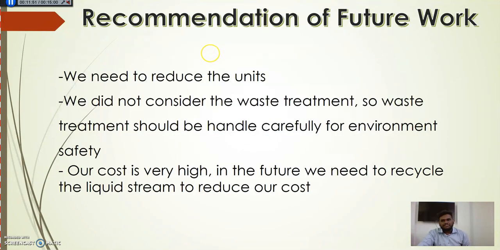Recommendation of future work. We need to reduce the units. We did not consider the waste treatment, so waste treatment should be handled carefully for environmental safety. And our cost is very high. In the future, we need to recycle the liquid stream to reduce our cost.